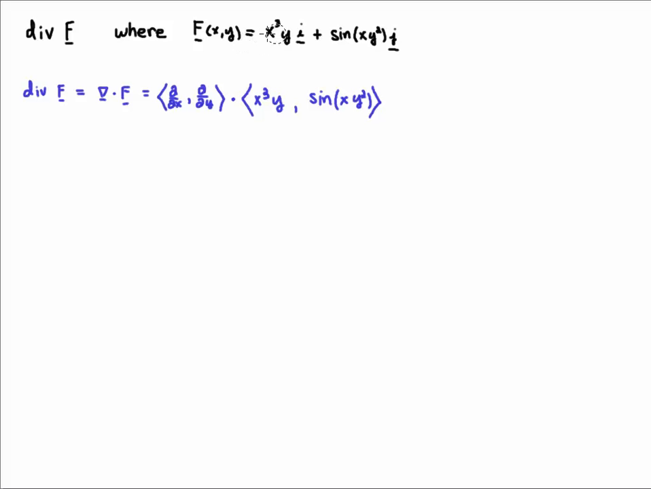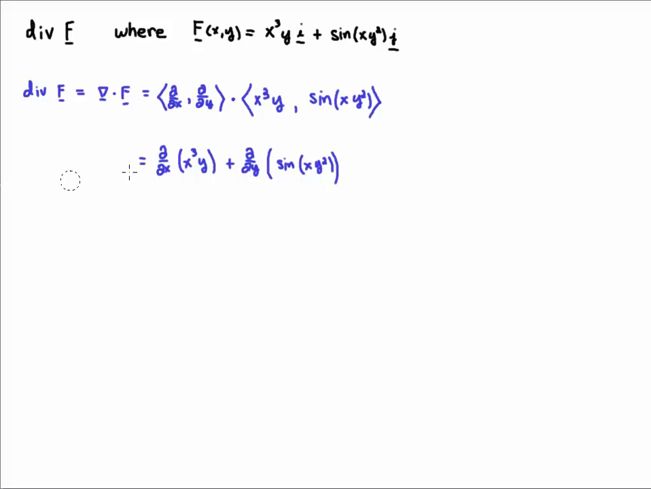And then the vector field, the first component is x cubed y, and the second component is sine of x y squared. And now I'm going to take the dot product. So recall that when you take the dot product, you apply the first component of this vector to the first component of this vector. So that means I'll be applying ddx to x cubed y. I apologize if my partial d's look like 2's. Those are partial d's. And then I apply the second component of the gradient operator to the second component of the vector. So that's dy of sine x y squared.